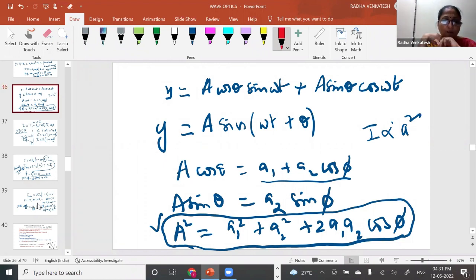What do you think is a1? What do you think is a2? What do you think is phi? A1 will be the amplitude of the first wave. Exactly. A2 is the amplitude of the other wave. Phi is the phase difference between the two waves. Right?